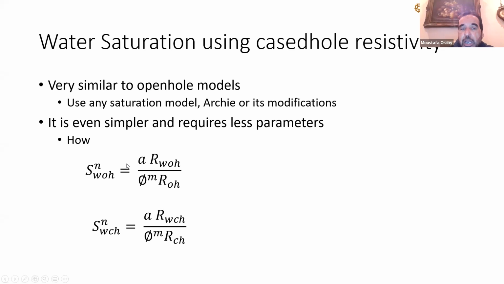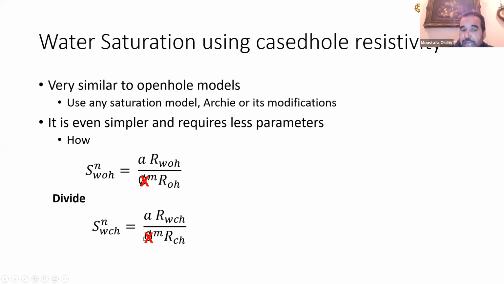For example, I just write Archie in open hole and write Archie in cased hole. Write Archie water saturation in open hole, then I can use Rw open hole, phi, and resistivity Rt open hole. Also, in the cased hole, I will write it with Rw cased hole, phi, and also Rt cased hole. Then I can divide these two over each other.